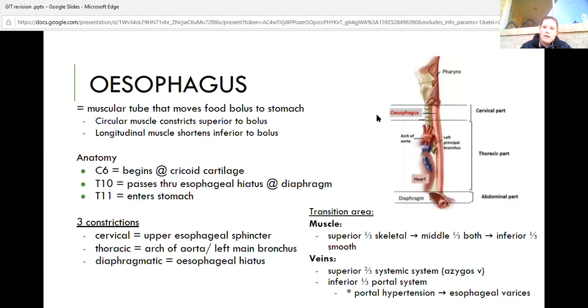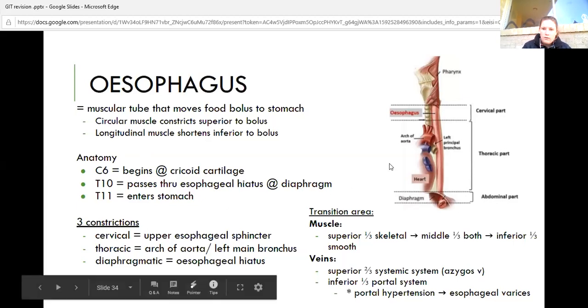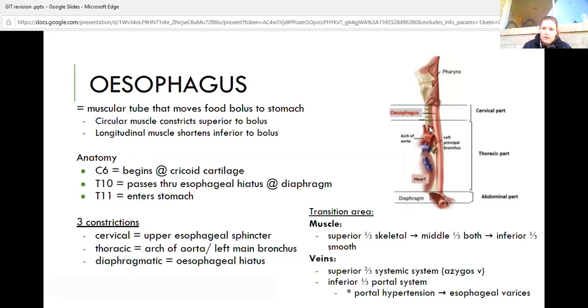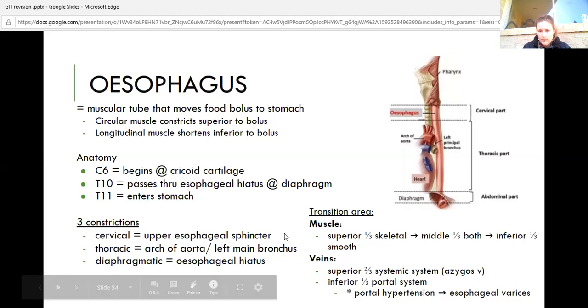Anatomy starts at C6, at the cricoid cartilage, then goes through the hiatus at T10, and enters the stomach at T11. And the constrictions: you've got your upper esophageal sphincter at the top, and then where the arch of the aorta and the left main bronchus pass, that causes an indentation, so that's the thoracic constriction. And then there's also when it goes through the hiatus.